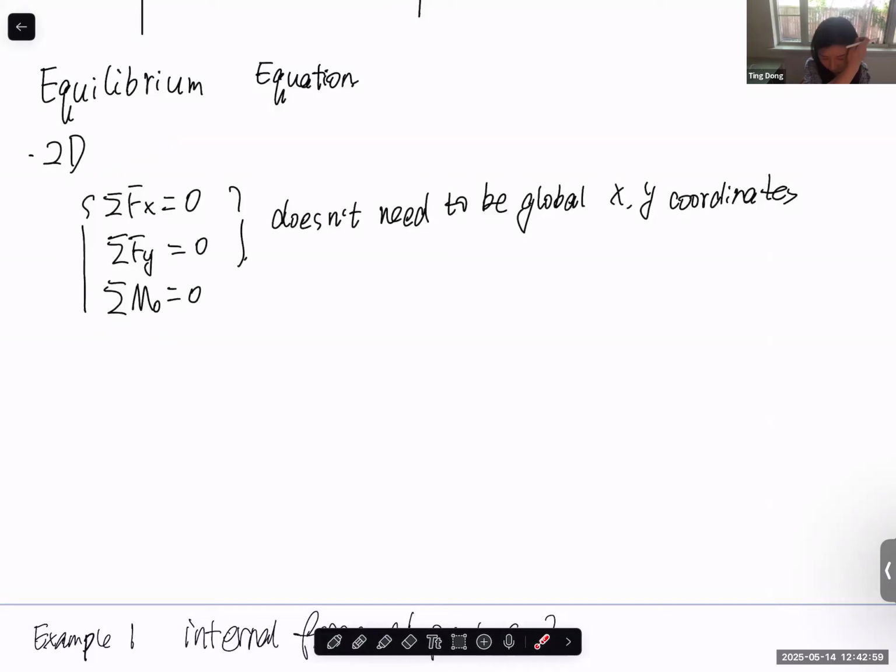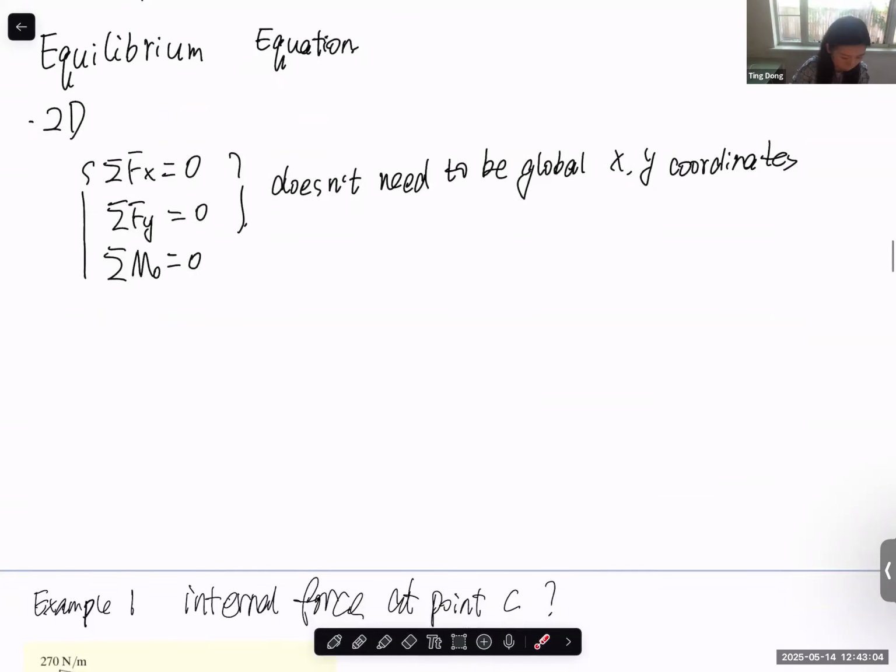And a lot of the time we also want to calculate the equilibrium at a joint. So basically, again, we consider the joint a pin joint, so we have the force in the 2 dimensions equal to 0. Pin joint means there's no moment generated at the joint.